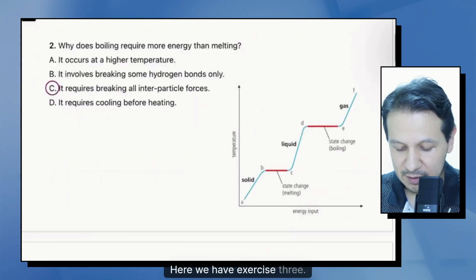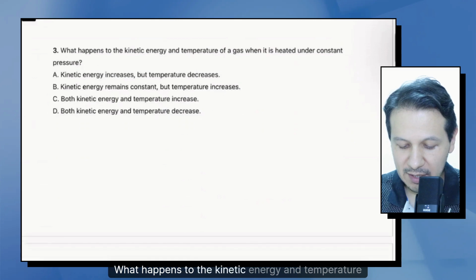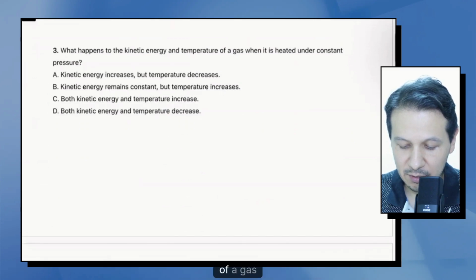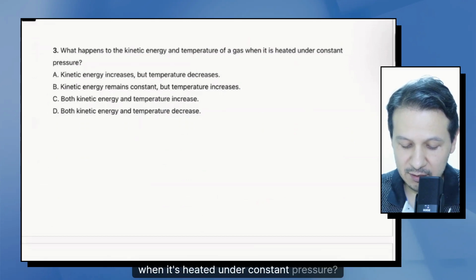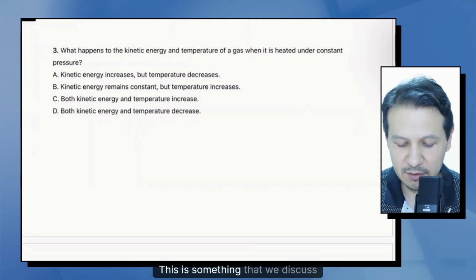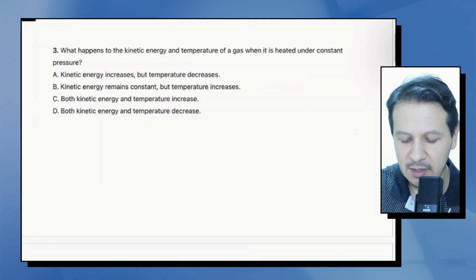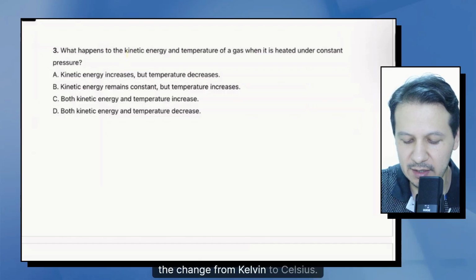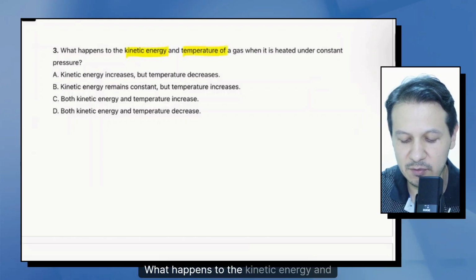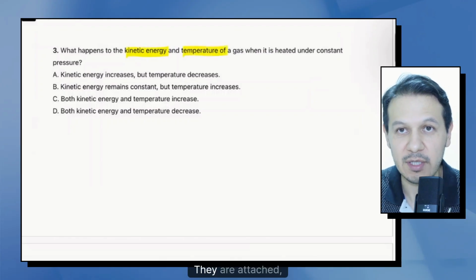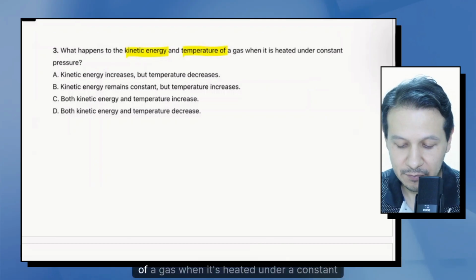Here we have exercise 3. What happens to the kinetic energy and temperature of a gas when it's heated under constant pressure? This is something that we discussed after explaining the change from Kelvin to Celsius. What happens to the kinetic energy and temperature? They will increase, they are attached, they are together, of a gas when it's heated under constant pressure.